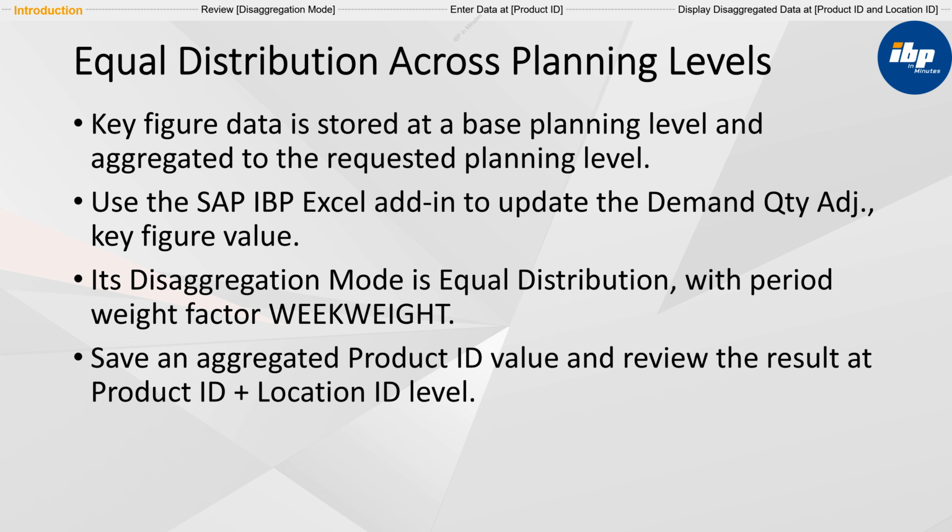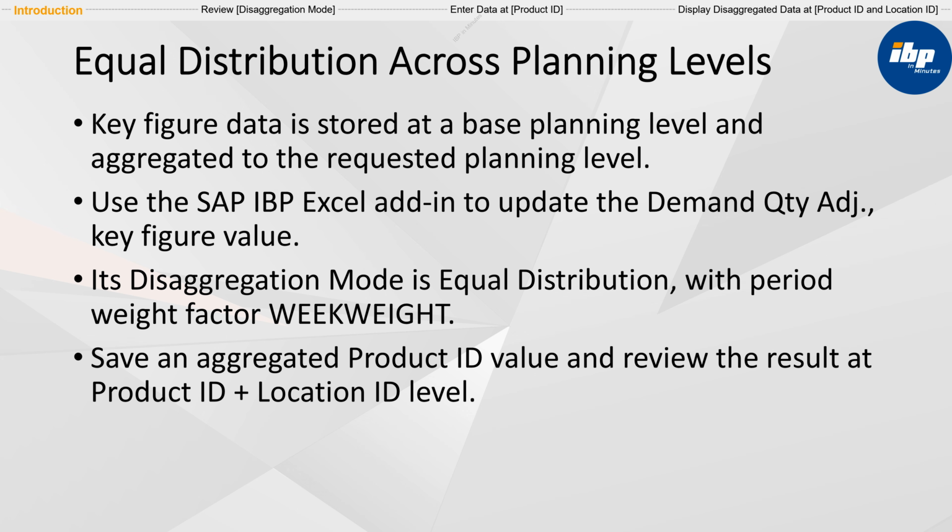The introduction slide explains that key figure data is stored at a base planning level and aggregated to the requested planning level. In this example, you use the SAP IBP Excel add-in to update a Demand Qty Adj key figure value. The key figure uses disaggregation mode set to equal distribution with period weight factor WEEKWEIGHT.